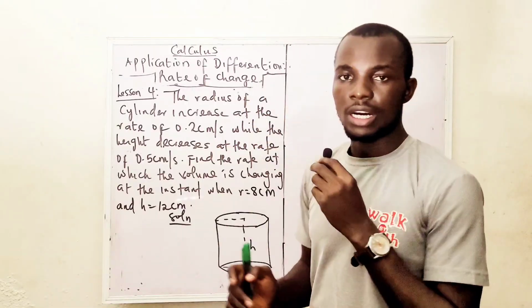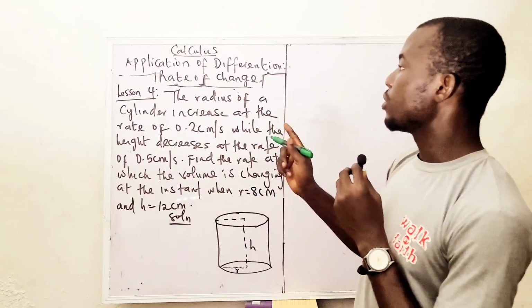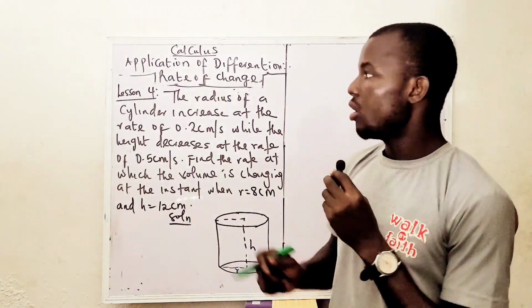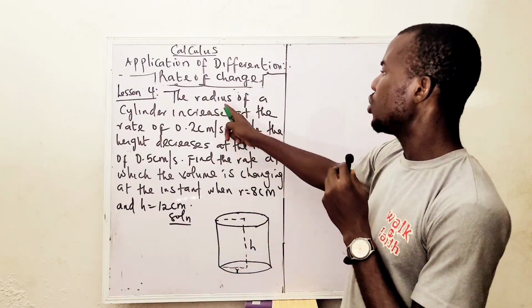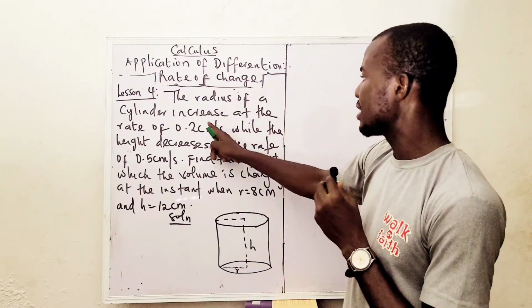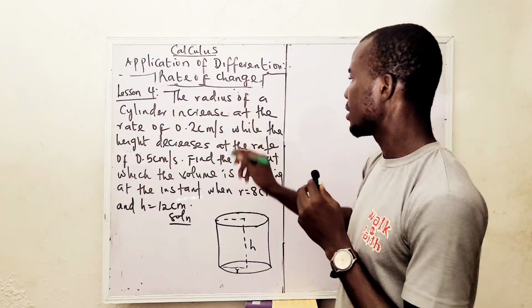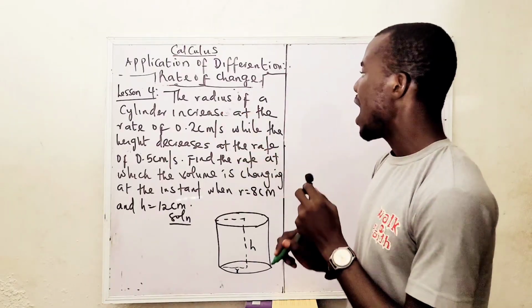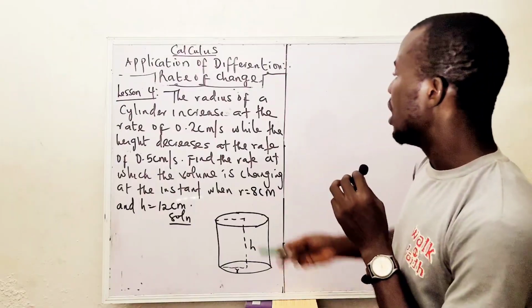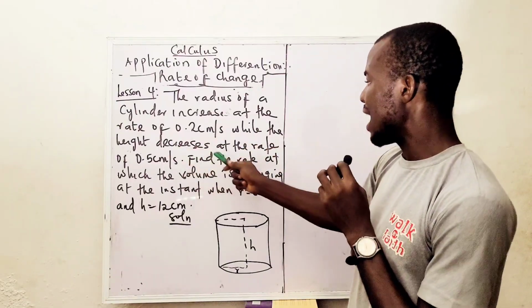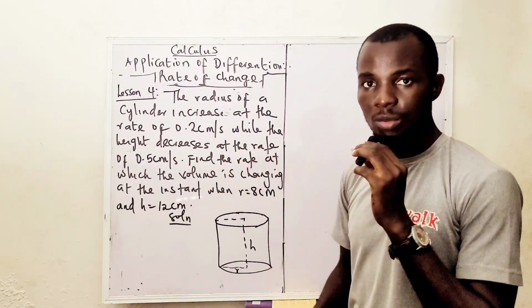On the board is another question under rate of change in the application of differentiation. The question reads: the radius of a cylinder increases at the rate of 0.2 centimeter per second, while the height decreases at the rate of 0.5 centimeter per second.